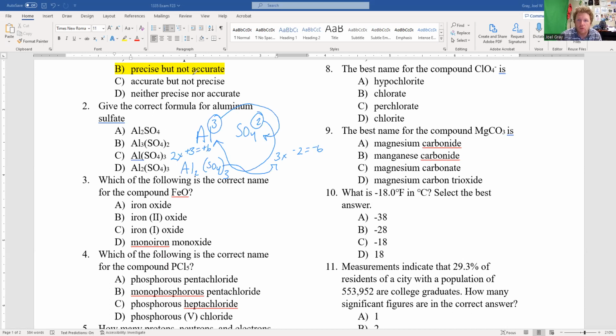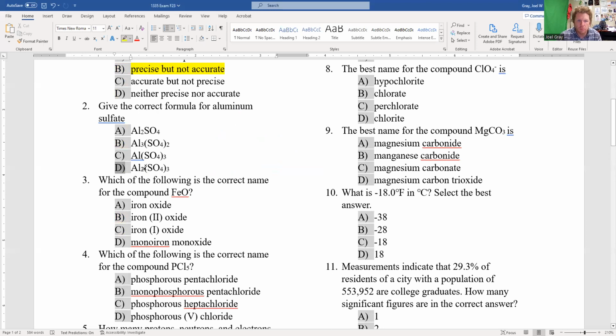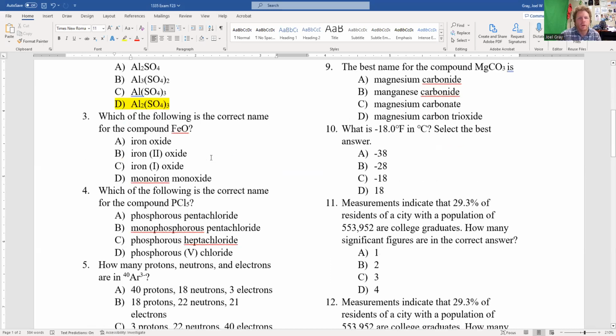So I will clear all my drawings, stop my annotation, and highlight the correct answer, which is D. Okay. Which of the following is the correct name of the compound FeO? The correct name is iron oxide. The tricky part about this is you have to know that oxygen is a -2 anion, and notice how there are no subscripts or superscripts or anything like that. So that means that we have 1 iron, 1 oxygen. In order for that to be true, you've got to have Fe2+ or iron(II) oxide.